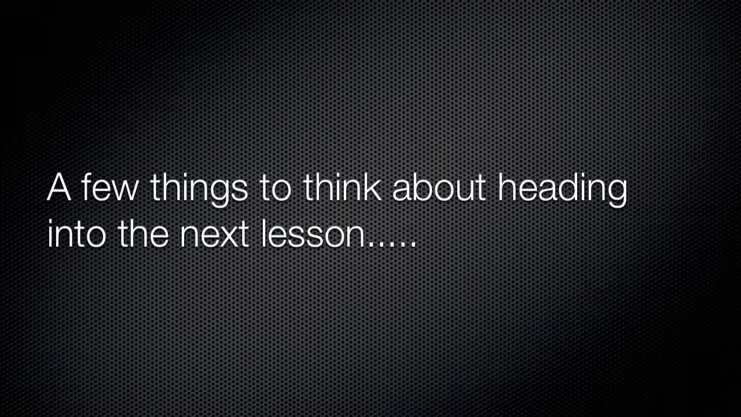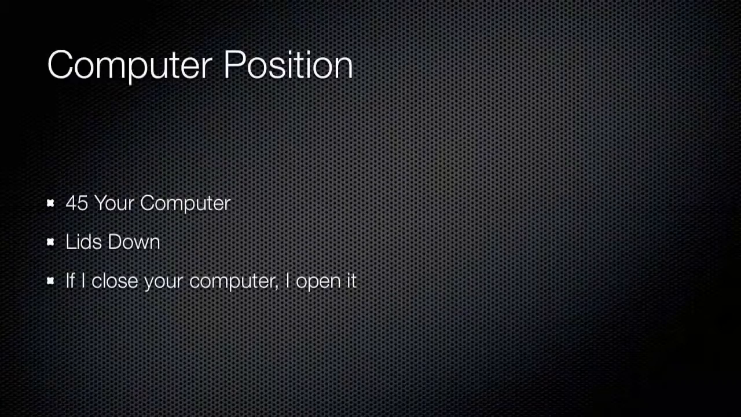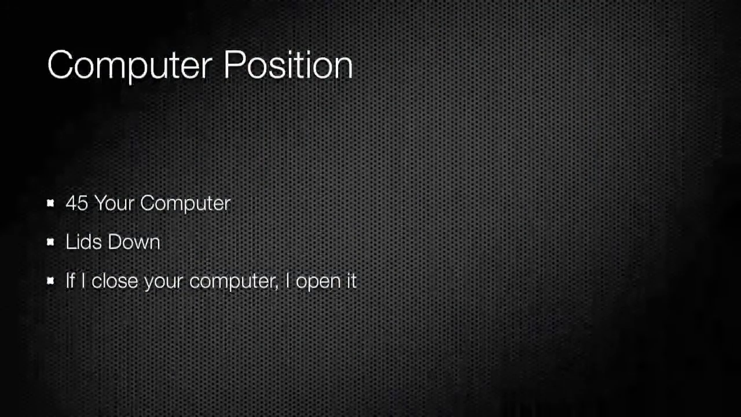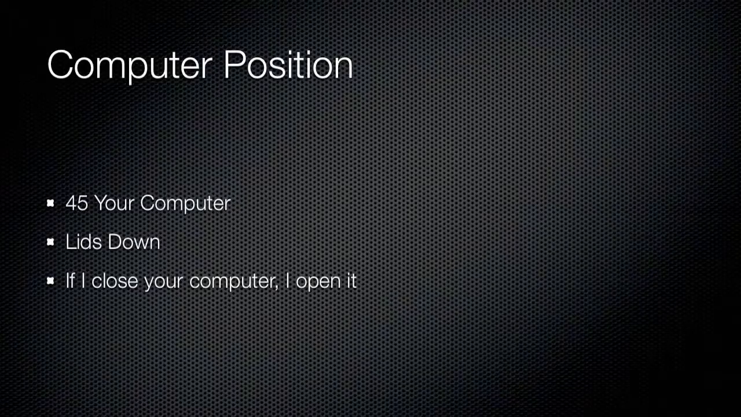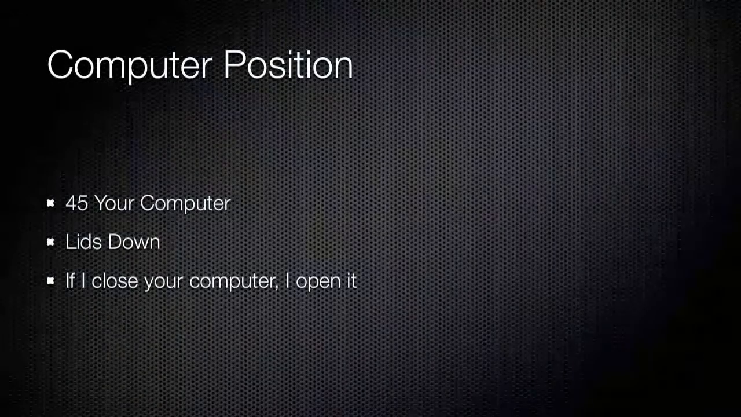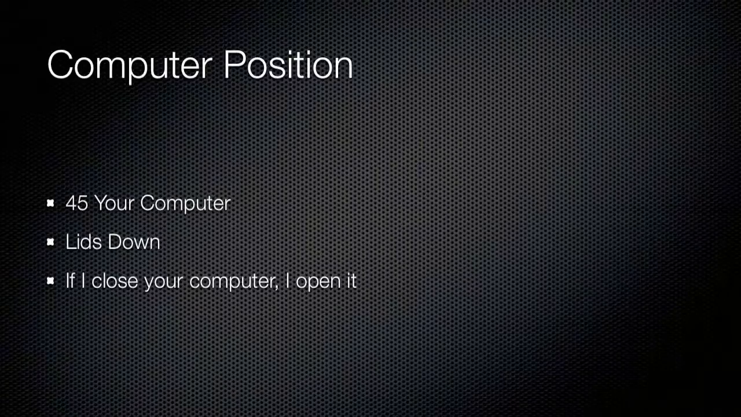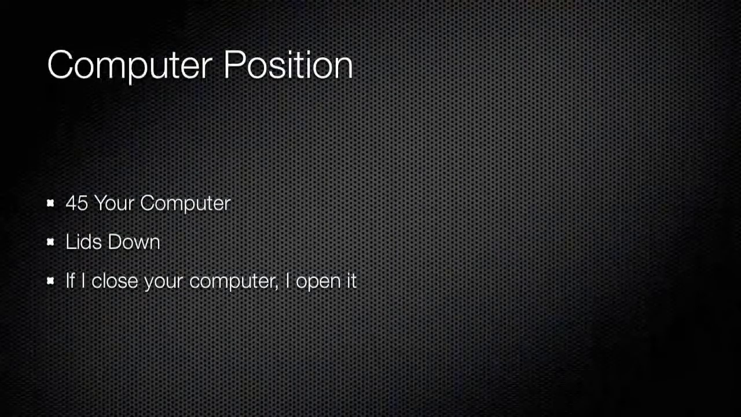A few things to think about heading into our next lesson. These are some computer positions we're going to talk about. 45ing your computer means that you're going to close your computer lid to a 45-degree angle, so you can't see the screen, but it's not powered down and it's not shut all the way. Lids down means exactly what you think it is: shut your computer lid. The last thing that I'll leave you with there is, if I close your computer, I open it.